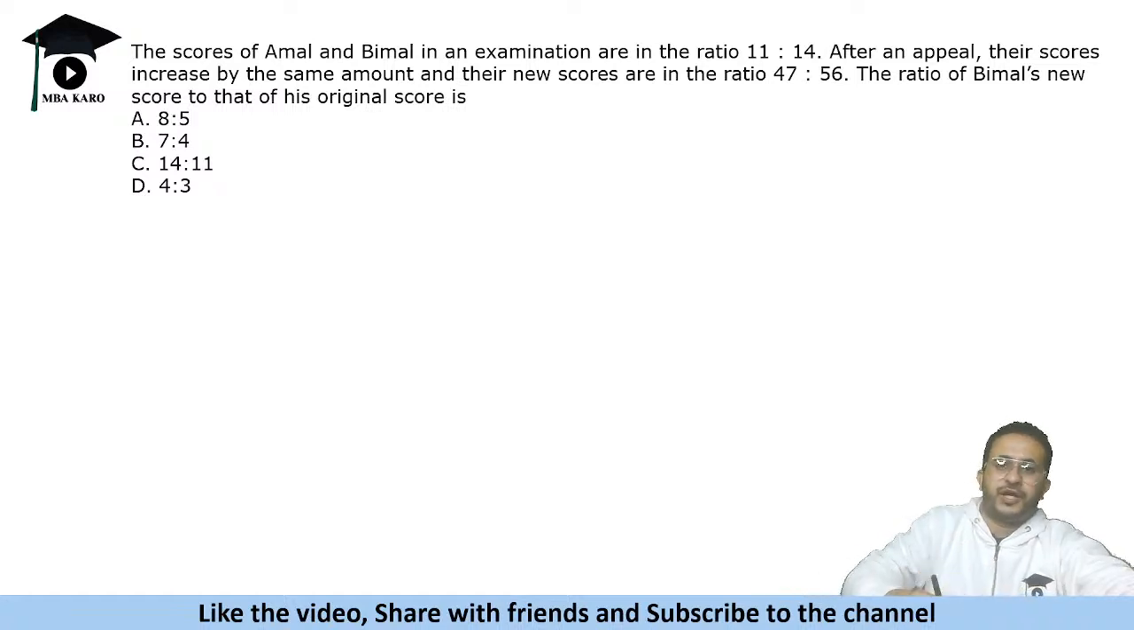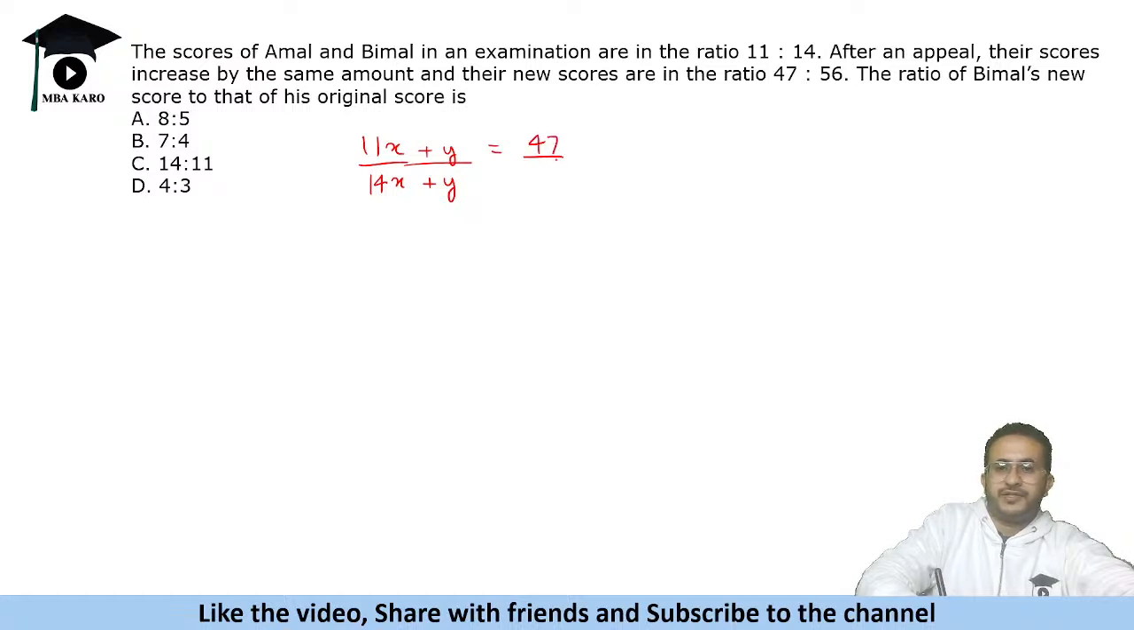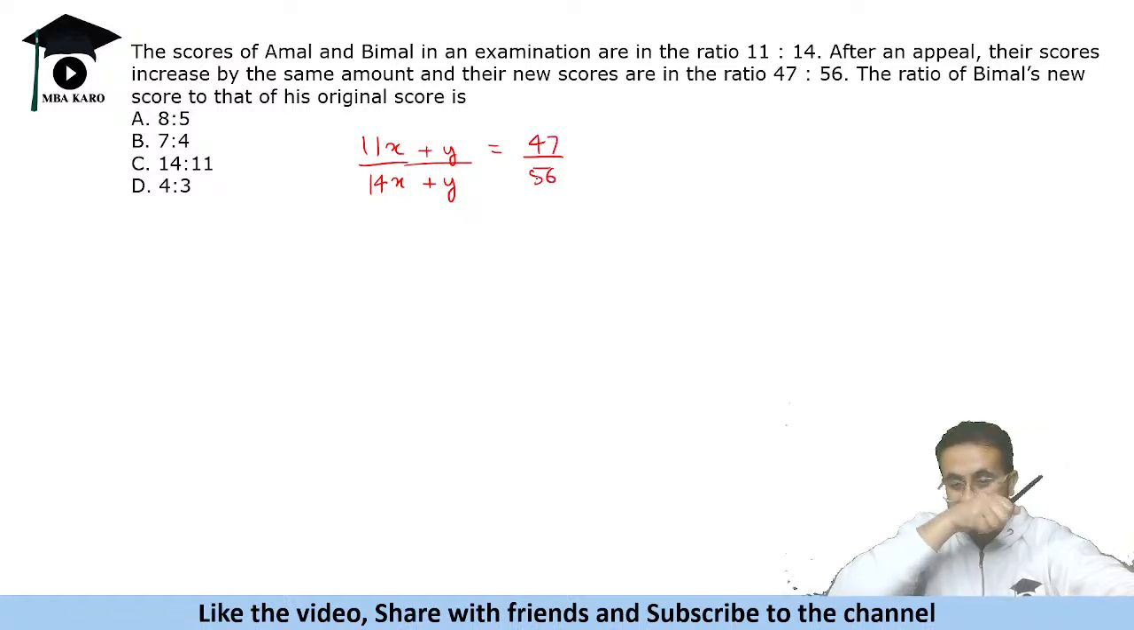How will you do the cross method? You will do it like this. Like how other people do it is they take the scores as 11x and 14x, and they say that their score is increased by the same number, so we will say y and y, that becomes 47:56. So that's how they do, and then they do cross multiplication, find x and y. Okay, we will do it like this.